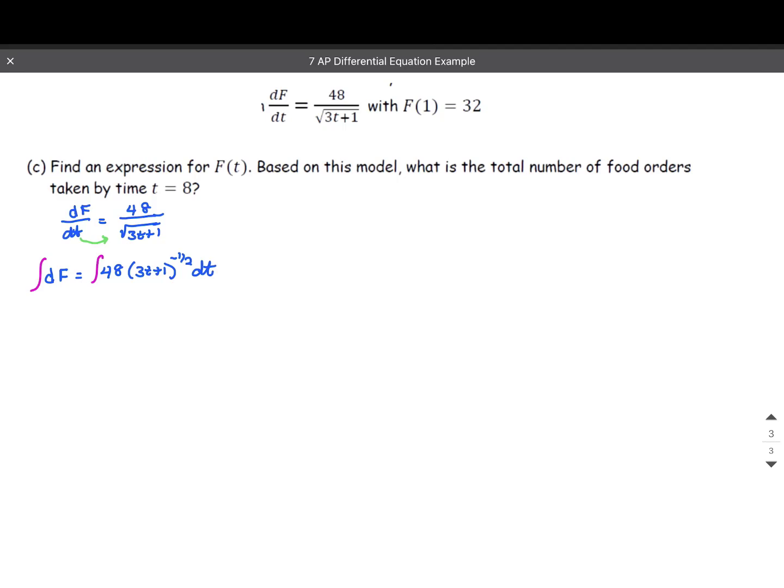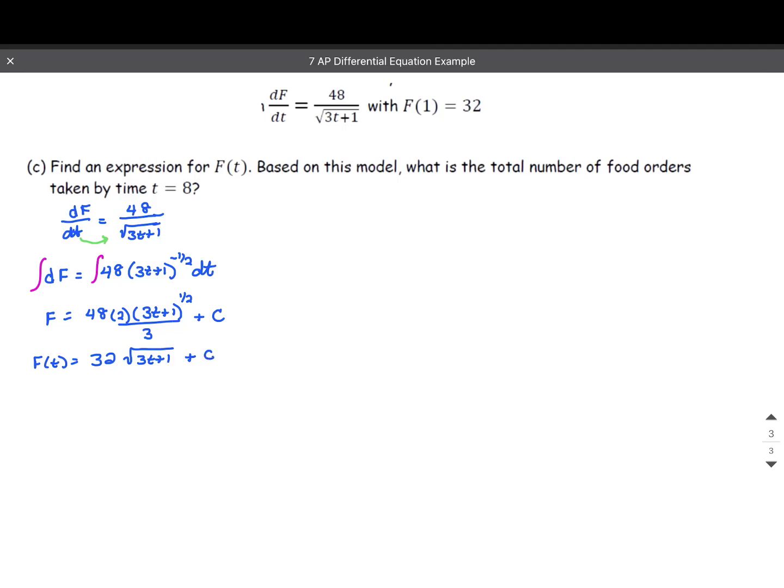All right, the antiderivative of df is just f. On the other side, we're going to keep the 48. We're going to keep the inside 3t plus 1. We're going to add 1 to the exponent, which makes it 1/2. We divide by that exponent 1/2, which is really multiplying by 2. And we divide by the derivative of the inside, which is 3. And don't forget, we have to add a constant. So now we know that f of t is 48 times 2 divided by 3, that's 32, times the square root of 3t plus 1, plus c.